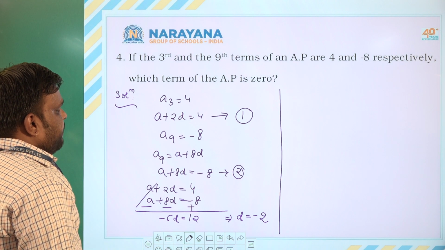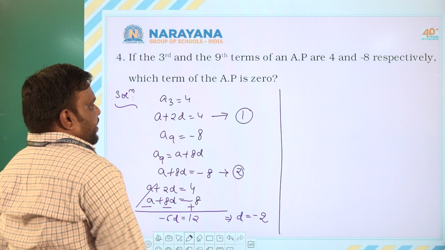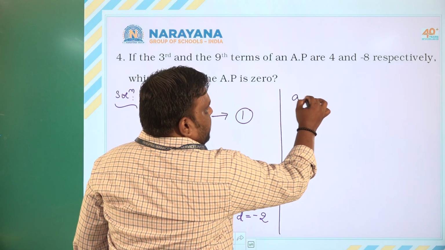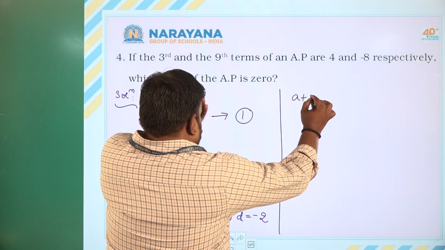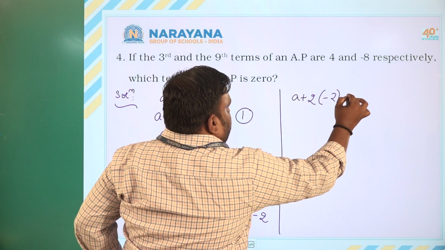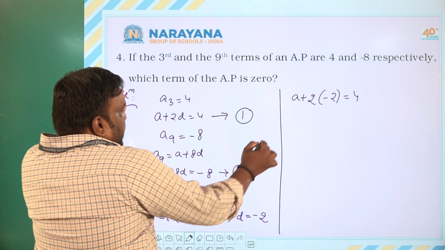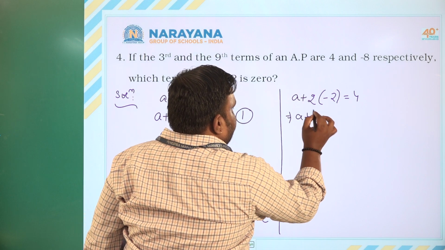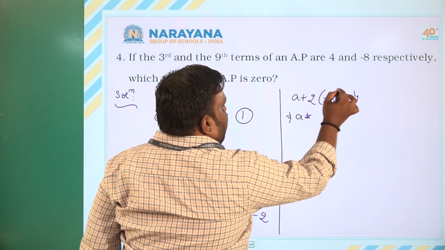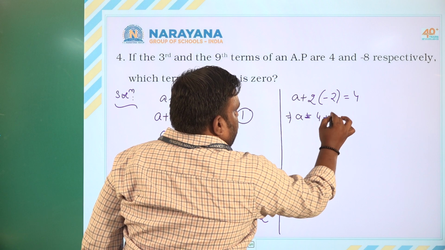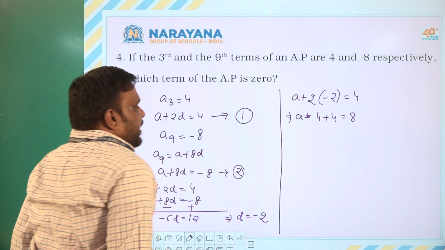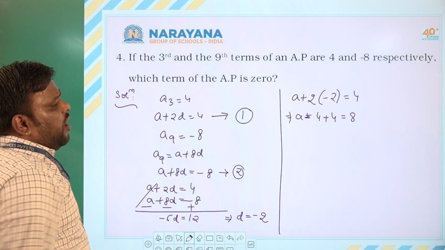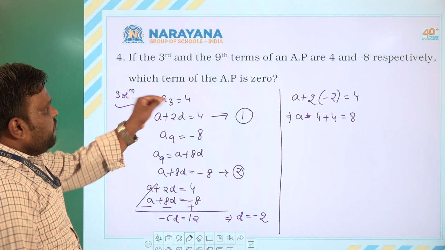Now substitute the value of D, that is minus 2, in any equation to get the value of A. Substitute in the first equation. So when you substitute in the first equation, A plus 2 into minus 2 is equal to 4. So A minus 4 is equal to 4. A is equal to, directly we will take minus 4, when it goes to that side becomes plus 4. So 4 plus 4, that is equal to 8. So even the A value you got. Now which term of the AP is 0? We have to find out which term.